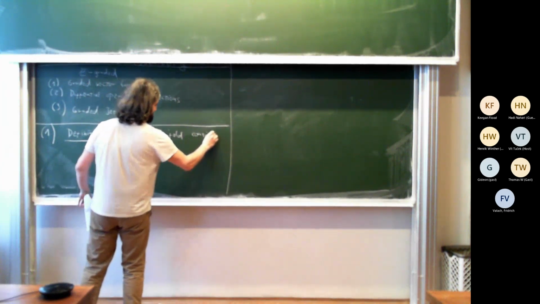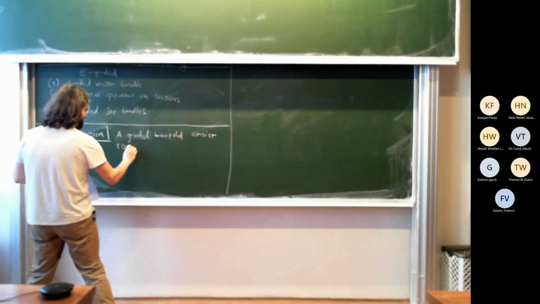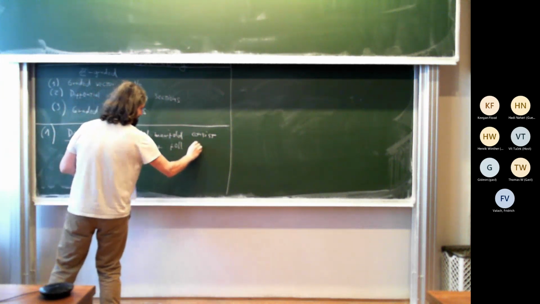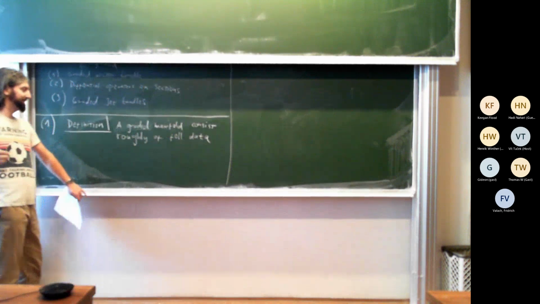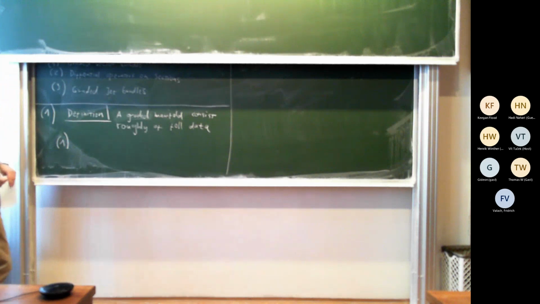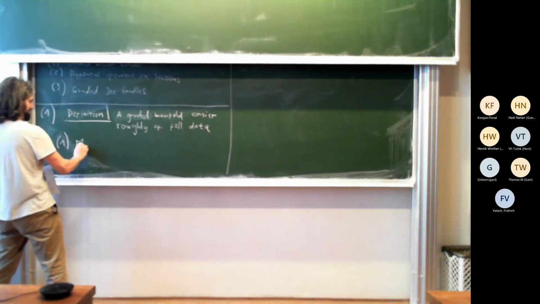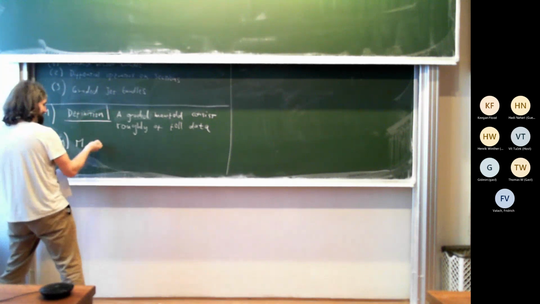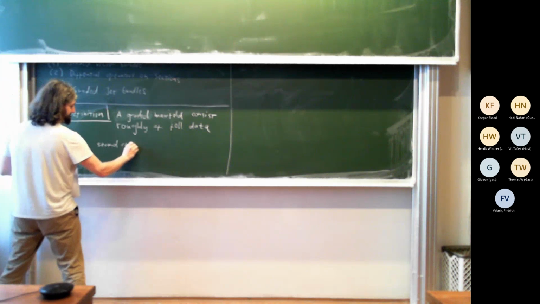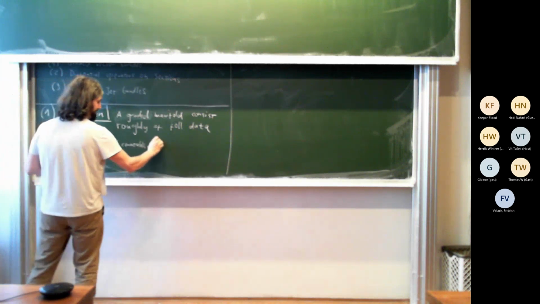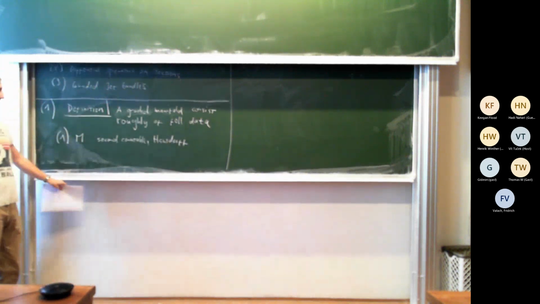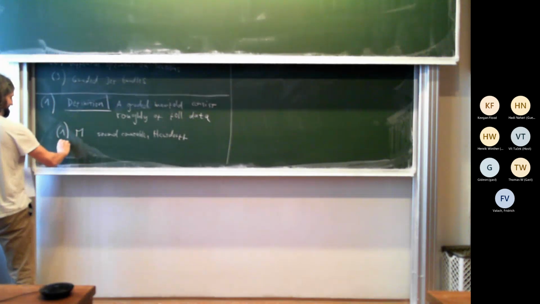A graded manifold consists, roughly, of the following data. First of all, everything lives on some topological space. So I have some topological space M, which is a second countable Hausdorff topological space. This is the first, the most important part of the data.